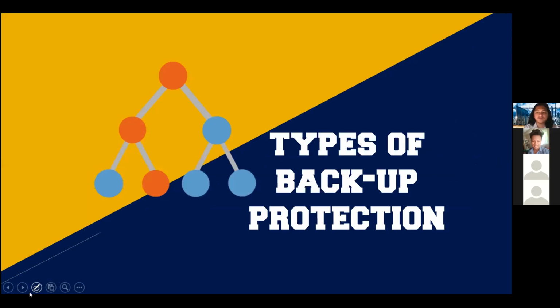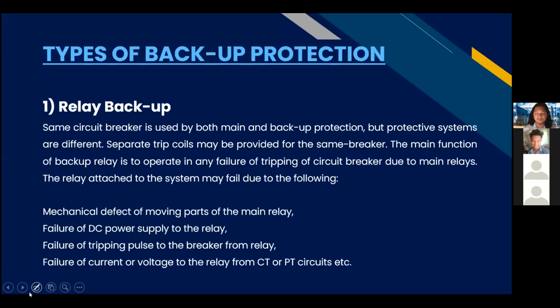After the working principle are the types or methods of backup protection. The first type is the relay backup. The same circuit breaker is used by both main and backup protection, but the protective systems are different. Separate trip coils may be provided for the same breaker. A single relay consists of primary and backup protection. This is the most common type of backup protection.